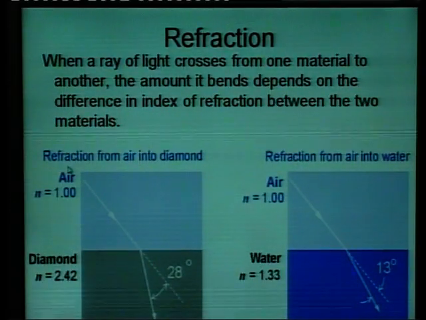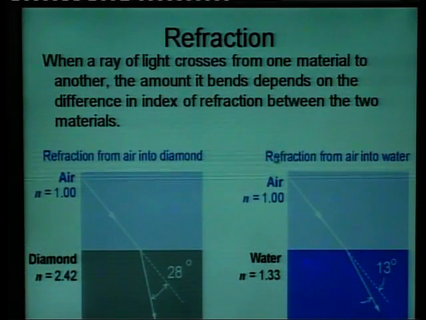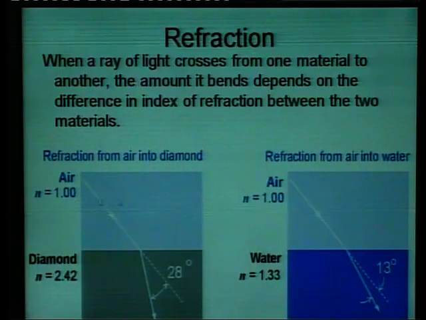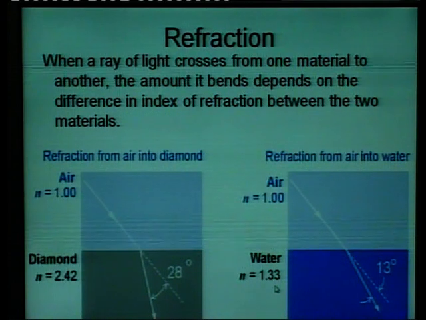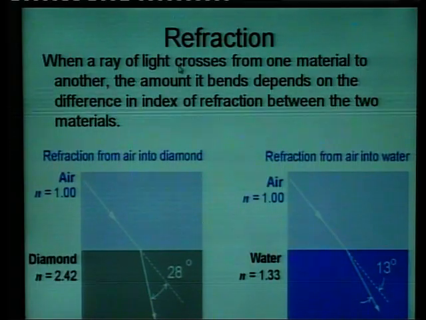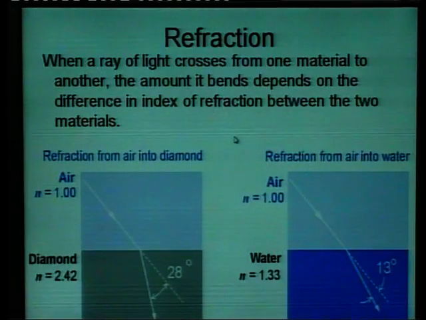So just see here, two examples are shown here. One is refraction from air into diamond. Second is refraction from air into water. So the refractive index of air is 1, but that of diamond is 2.42 and that of water is 1.33. So in first case, refraction from air into diamond, just see the angle of refraction is 28 degree, whereas in the second case the angle of refraction is only 13 degree. So this angle of refraction or the amount of refraction or the amount the rays bend, they depend upon the refractive index of the medium.